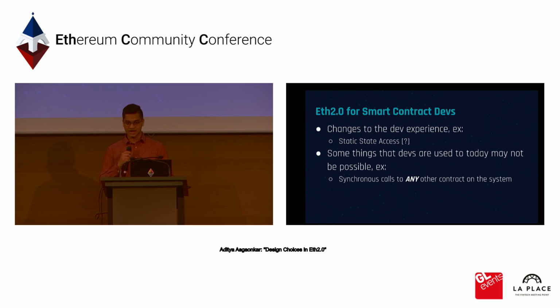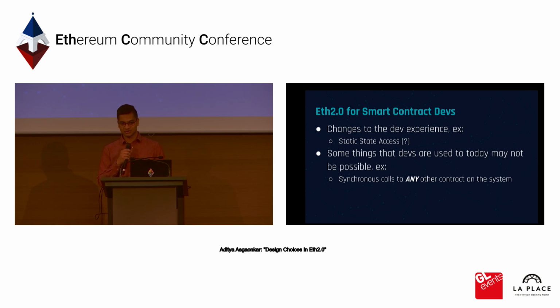For example, static state access. This is something that the Quilt team talked about yesterday, but I'll elaborate on it later. And so these are just new changes to the developer experience. And there are some things that were possible in ETH1 that probably won't be possible in ETH2. Something like synchronous calls to any other contract in the system.